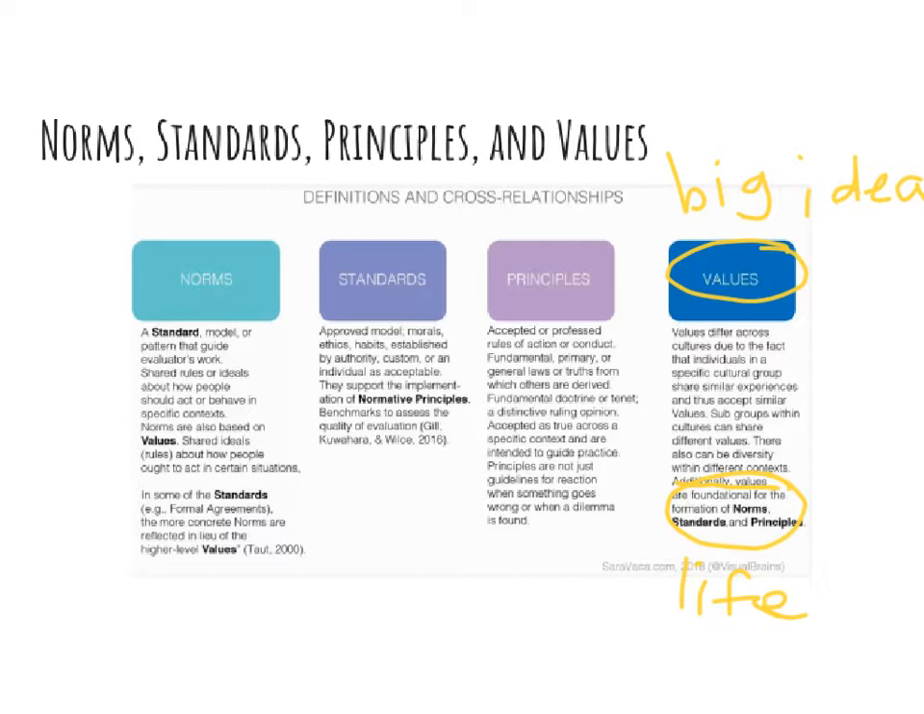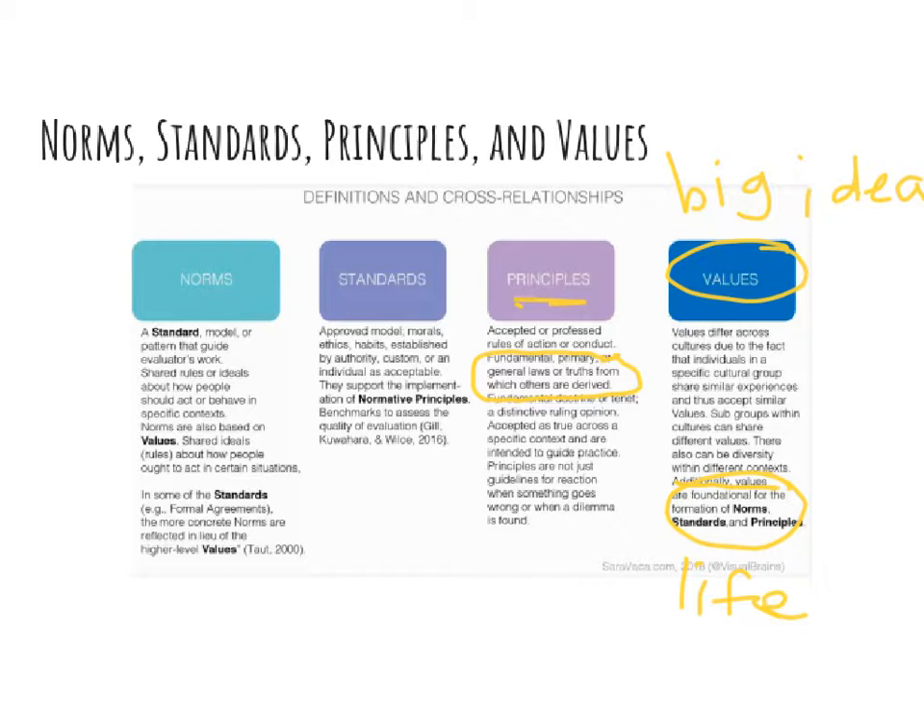Then from values, we can then take a look at principles: accepted or professional rules of action or conduct, fundamental or primary general laws or truths from which others are derived. And this is really the key in principles. It continues: fundamental doctrine or tenet, descriptive ruling, opinion, accepted as true across a specific context, and are intended to guide practice. Principles are not just guidelines for reaction when something goes wrong or when a dilemma is found.